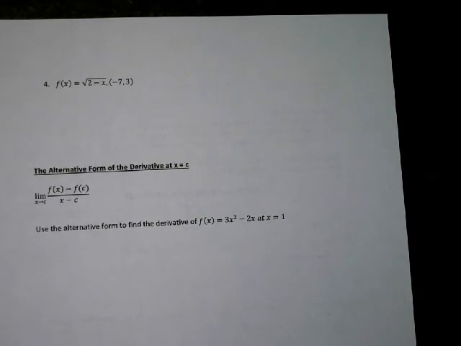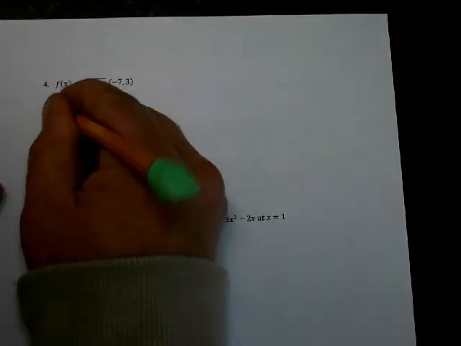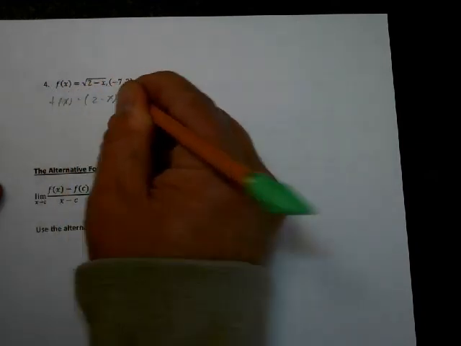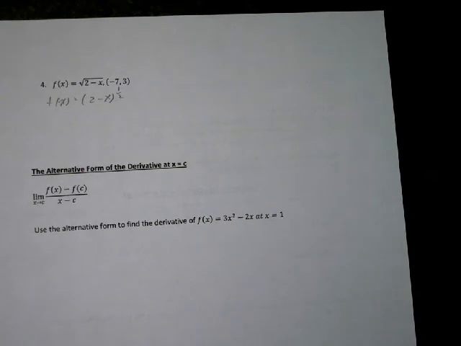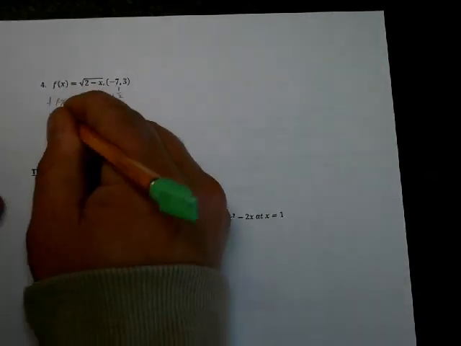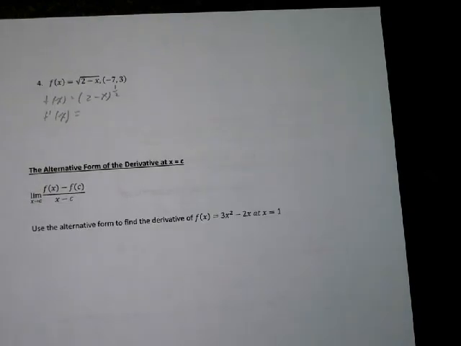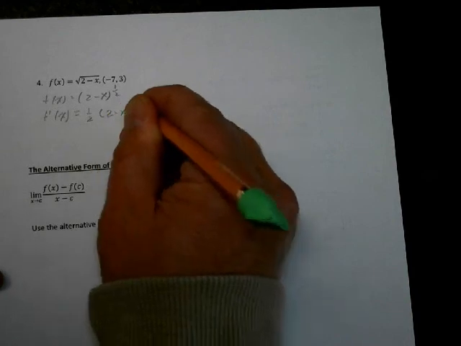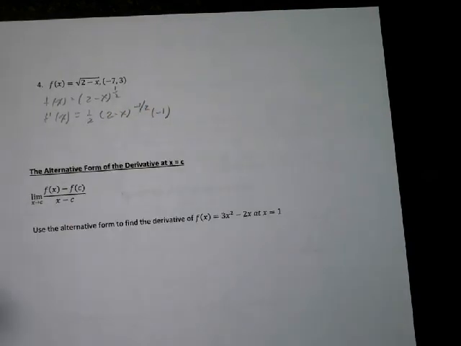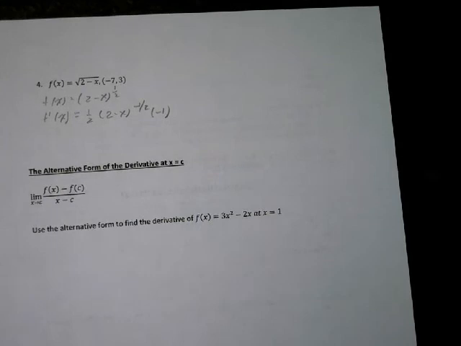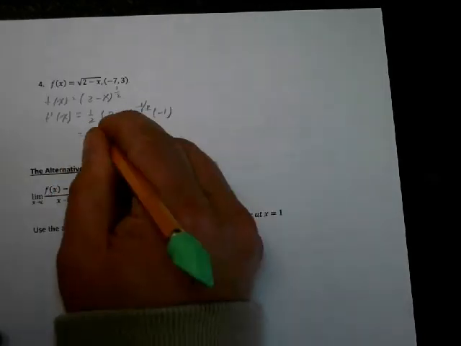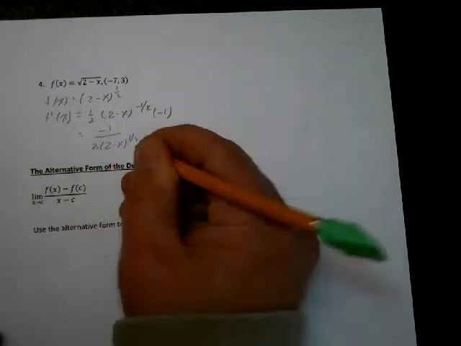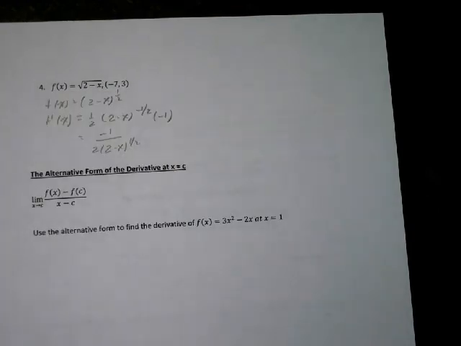Now we have f of x equals the square root of 2 minus x, and the point is (negative 7, 3). I'm going to rewrite that as (2 minus x) to the 1/2. Now I'm going to take the derivative of that using the chain rule. Bring down the 1/2, subtract the exponent by 1, multiply by the derivative of the inside. So this is going to equal negative 1 divided by 2 times (2 minus x) to the 1/2 power.